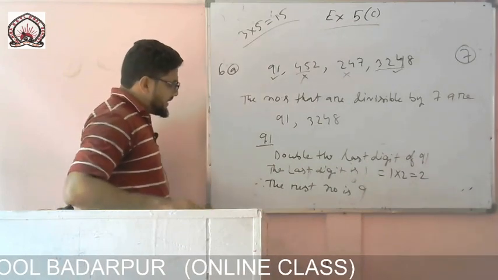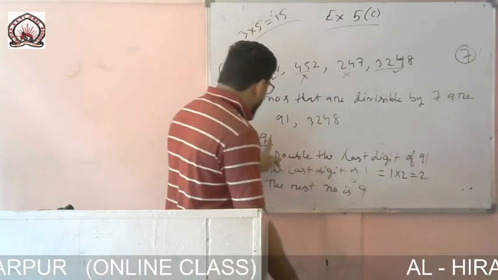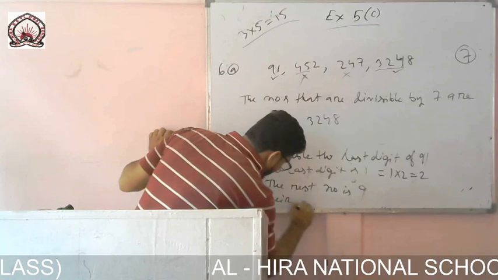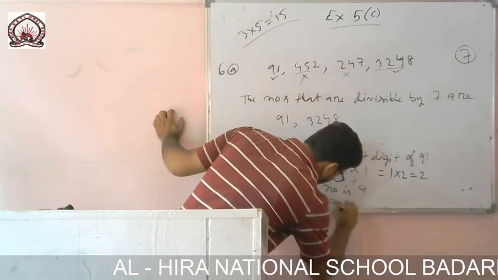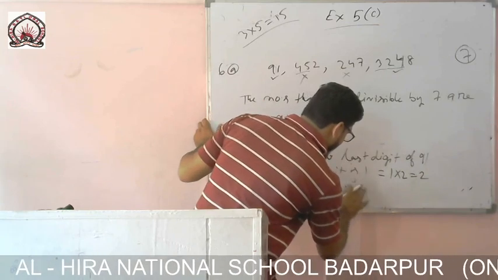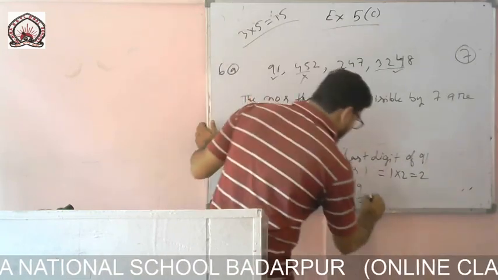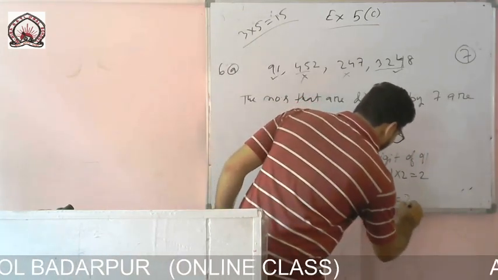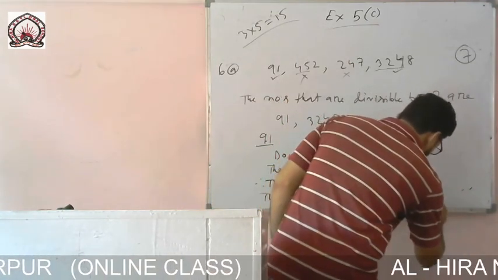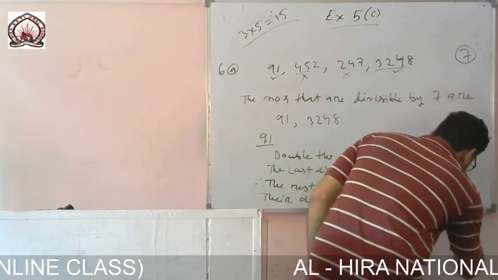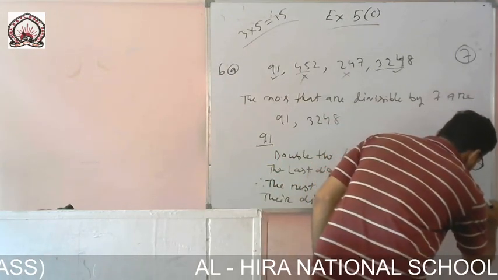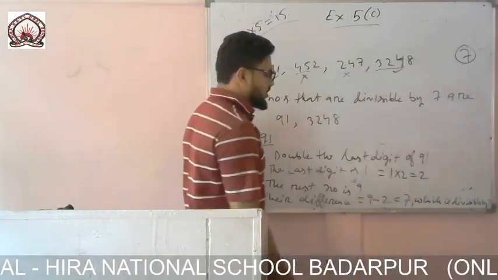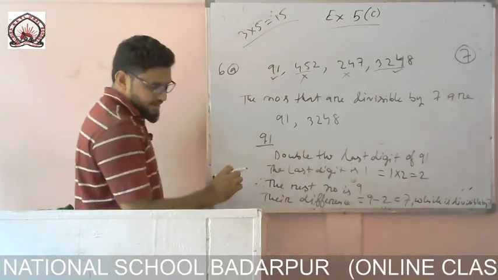So after this, 9 remains. Now their difference: 9 minus 2, what is it? 7, which is divisible by 7.